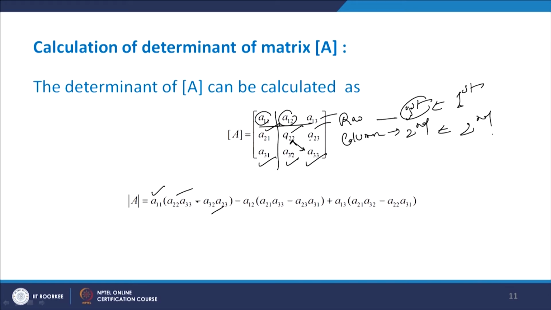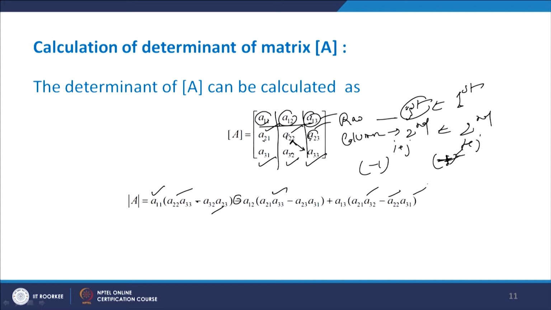So 1 plus 2 is 3, so this is odd, that is minus 1 raised to i plus j. So i is 1, j is 2, so minus 1 raised to 3 we will get minus 1, that is we get minus of A12, then A21 multiplied by A33 minus A31 into A23, this, and lastly plus A13, remove this row and column, so we will get A21 multiplied by A32 minus A22 multiplied by A31.